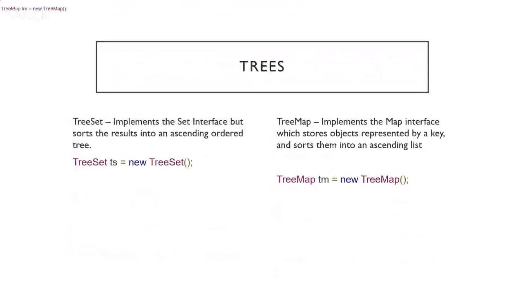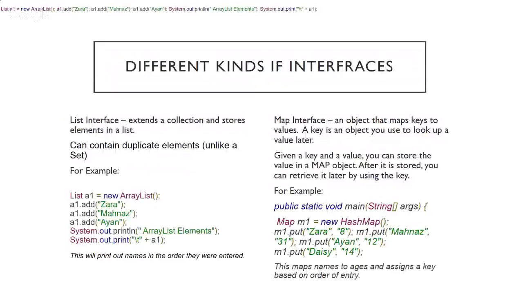So we're wondering where these are used, and this just talks about trees. And again, a tree set or tree map is the same thing as a set or a map, but it stores them in ascending order.